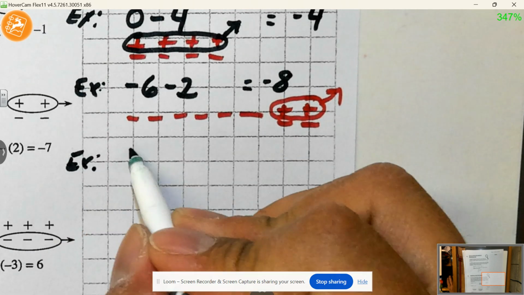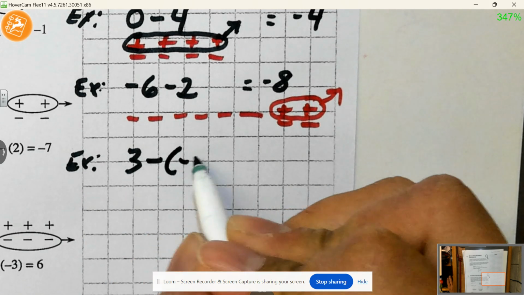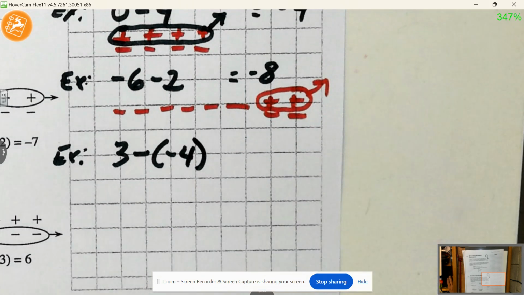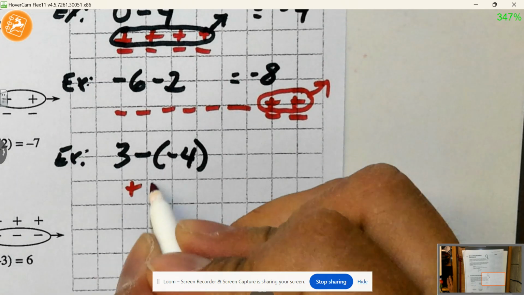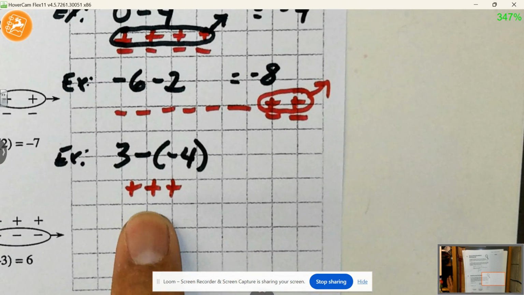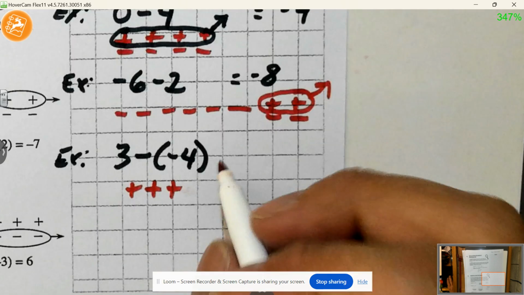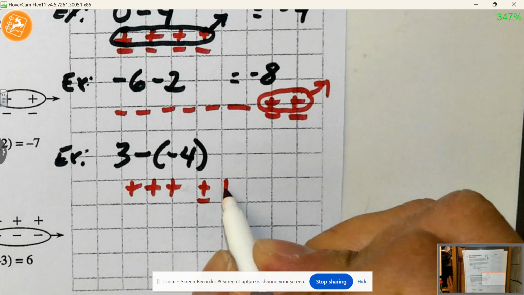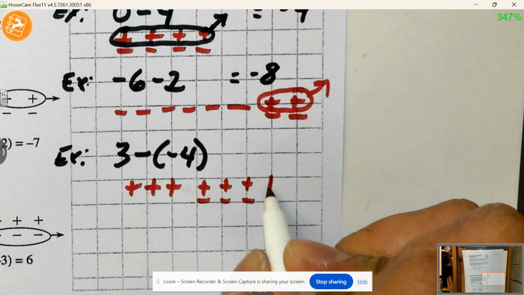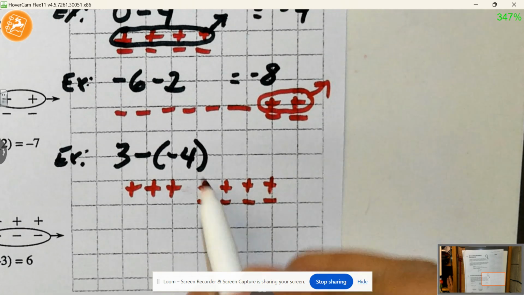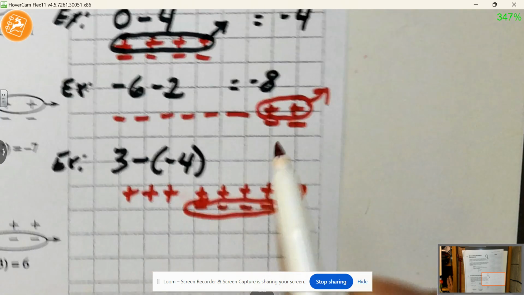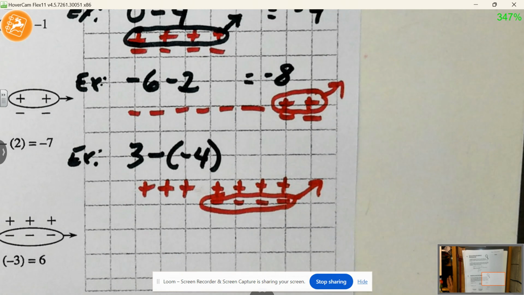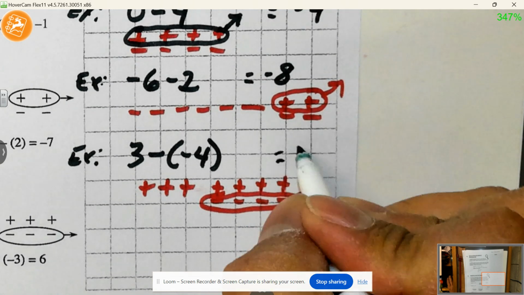All right, next example. We have 3 minus negative 4. And here's what you should have. What are we starting with? There's a 3. What are we taking away? 4 negatives. No, I do not have them, so I need 4 0 pairs. And now I can take away those 4 negatives. And 3 minus negative 4 is 7.